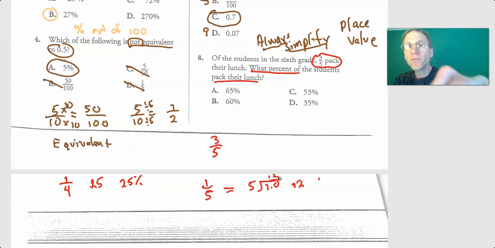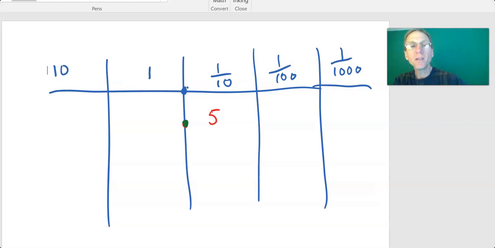Well, if we go to our place value chart, let's go over here, place value chart. If I put 2/10, 2/10 is the same as 20 hundredths, which is 20%.